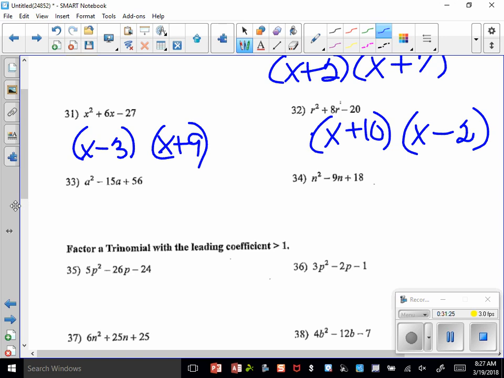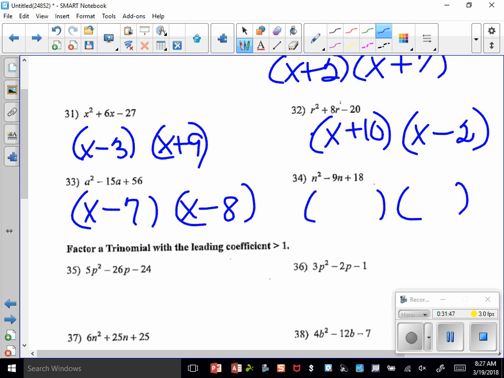What times what gives you 56 but equals negative 15? How about this? x minus 7 and x minus 8. A negative 8 and a negative 7 is a positive 56 when you multiply, but a negative 15 when you add them together. All right. What times what gives you 18 that equals a negative 9? A negative 6 and a negative 3? Will that work? Yes, it will.